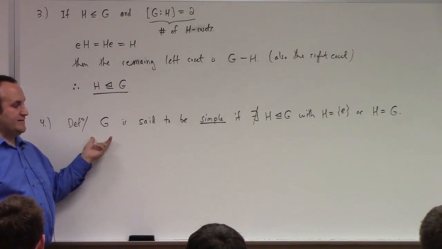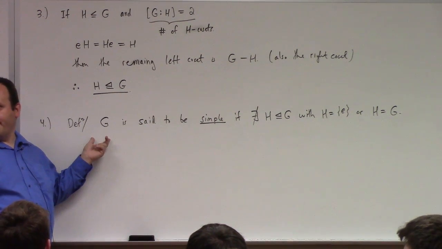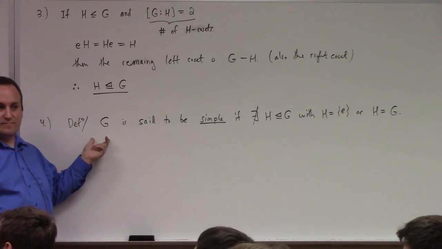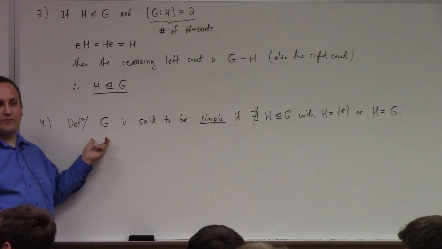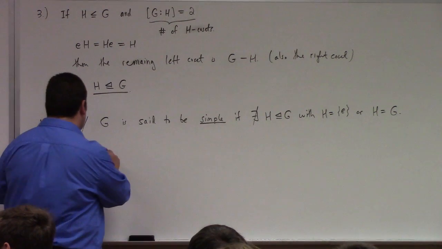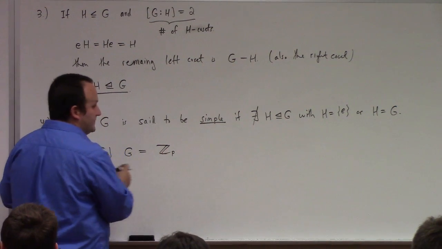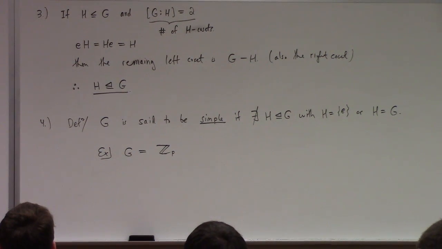So can you guys tell me any simple groups? I got 4 of them on the board over there. There's a stupid one, the E, right? Any group of prime order is going to be simple. Example, G equals Z_p, because what are the subgroups of Z_p? It does not have any, except for the whole group and the zero subgroup. So it's simple.